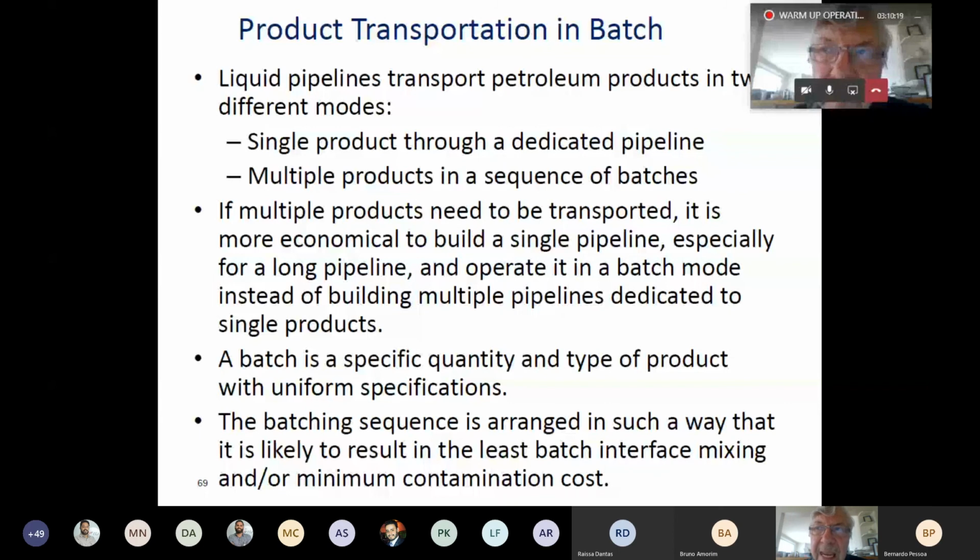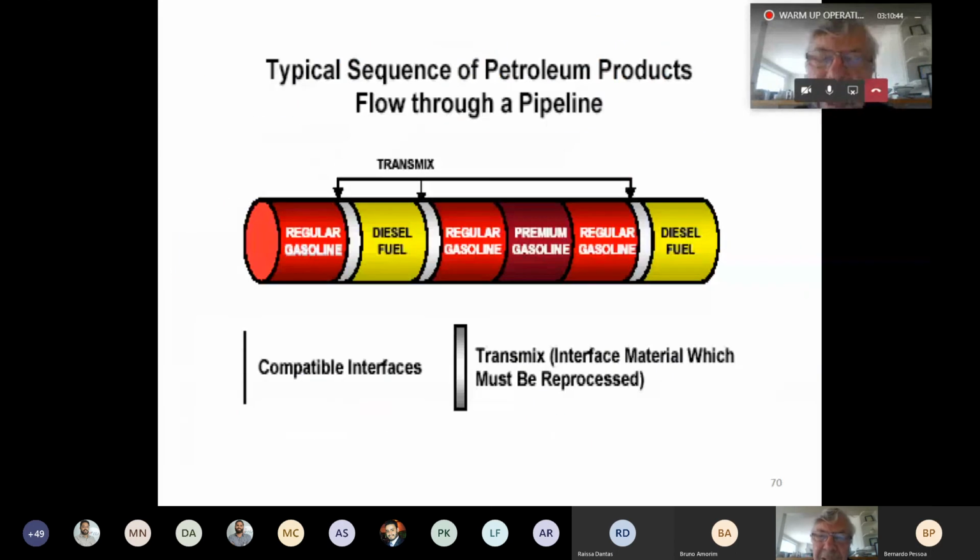The speed of flow in the pipe is going to be determined by the thicker fluid, the fluid that's most viscous, and so you've got to be careful about that. So let's have a look at how we can batch the pipe and still maintain integrity of the product. And so if you go to slide 70, you'll see here what I've tried to show is diesel fuel followed by regular gasoline and then premium gasoline.